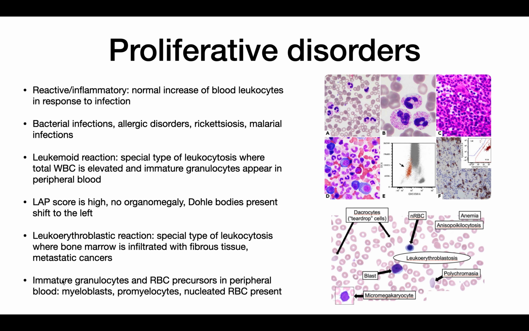And that is reflected in the dacrocytes that are produced and the myeloblasts, along with the immature red blood cell precursors. There are going to be nucleated red blood cells, and there are these micromegakaryocytes. So these are the platelet precursors, and they haven't quite matured into their larger size. So in this case, there is no increase in the LAP score.